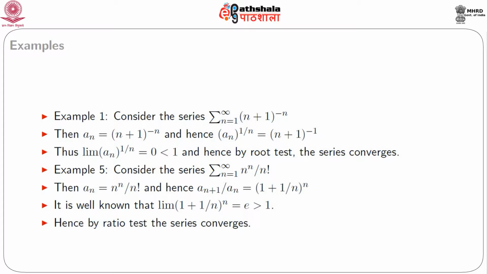Consider our next example, where the series has the nth term n to the power n by n factorial. Naturally, there is a power in n, that is we are using n to the power n. Therefore, while we take the ratio of a_(n+1) and a_n, we get (1 plus 1 by n) whole to the power n. Now, it is already known that the limit of (1 plus 1 by n) to the power n is nothing but e, which is greater than 1. Therefore, from the ratio test the series converges.